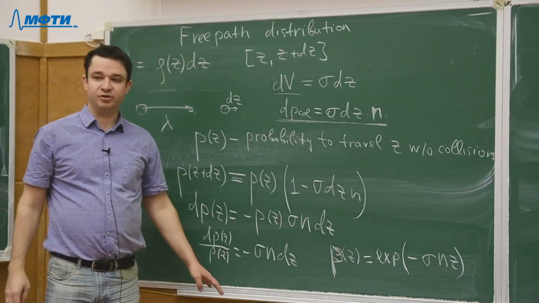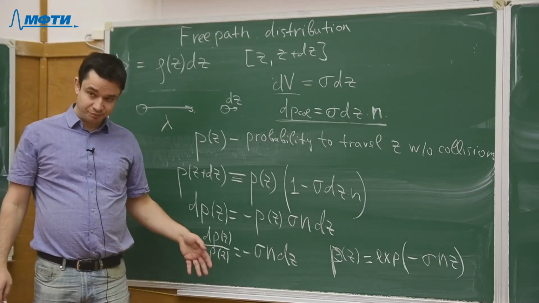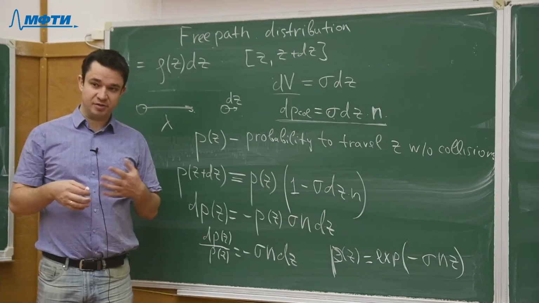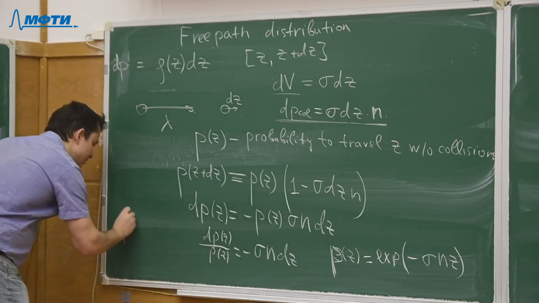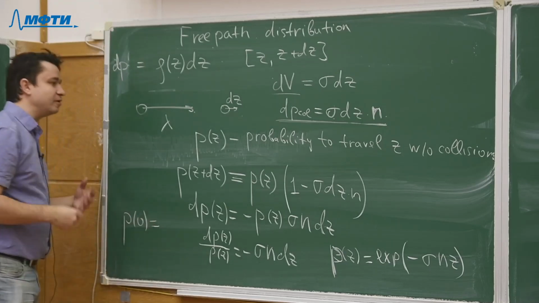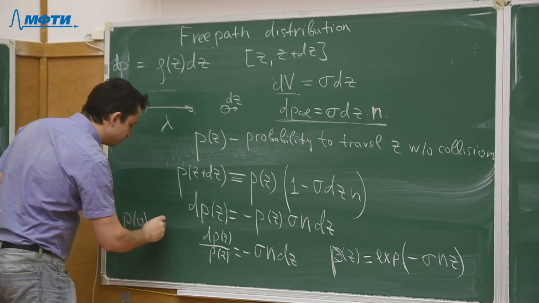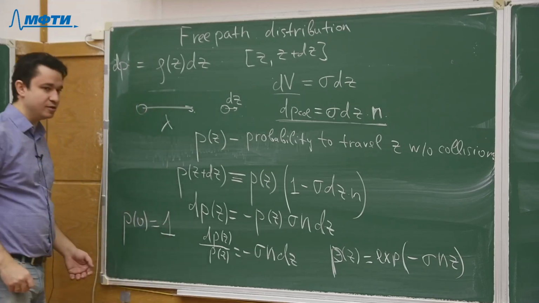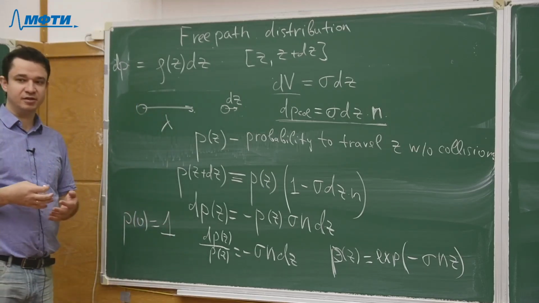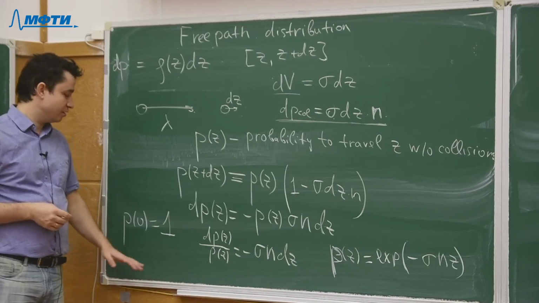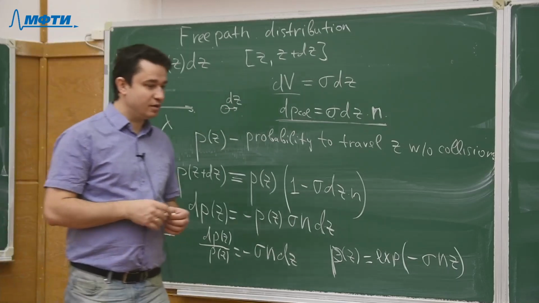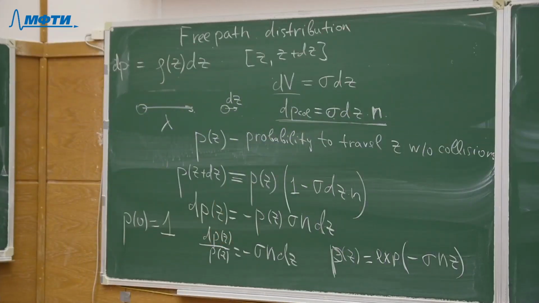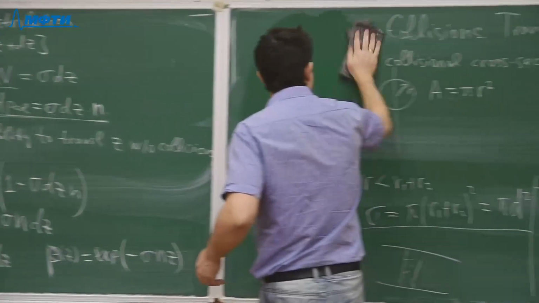During this derivation, of course, when I have a differential equation, if I want to get an answer, I also need some initial conditions. And the initial condition for this equation is that if z equals 0, then the probability to not experience a collision over the distance 0 is equal to 1. Because if you haven't traveled anything, then it's almost impossible for you to get a collision there. So using this, we get this. And now we continue with the determination of the distribution of free paths.